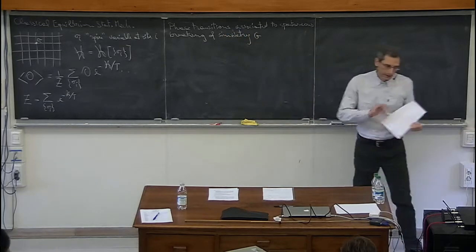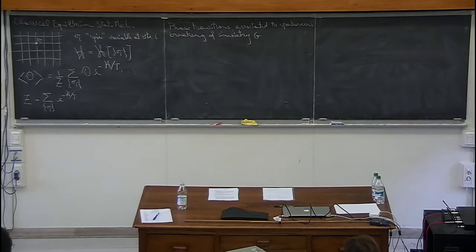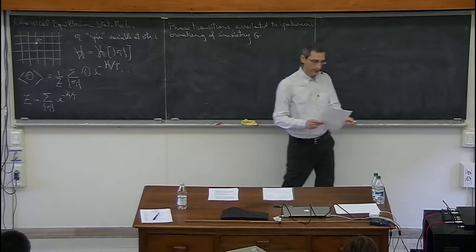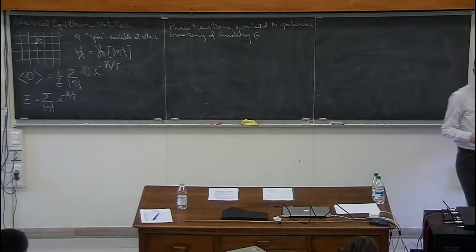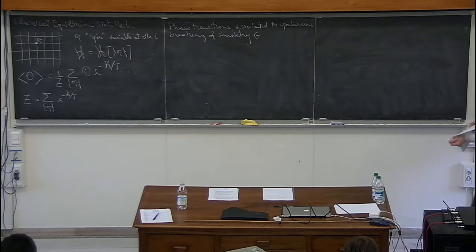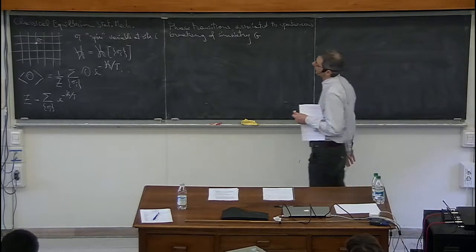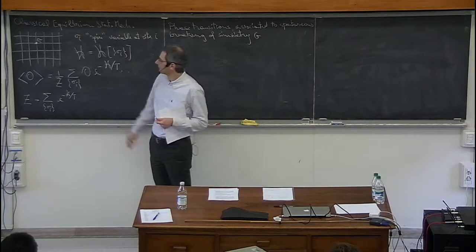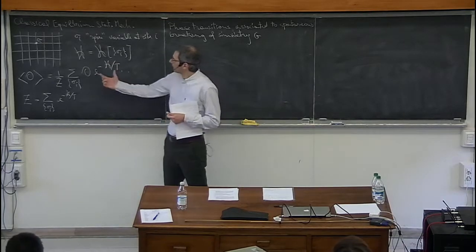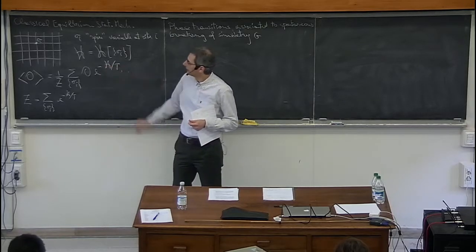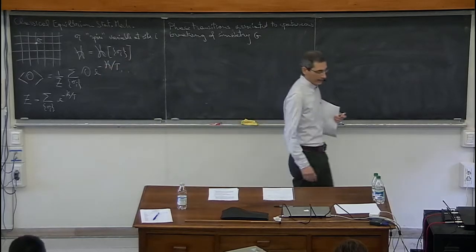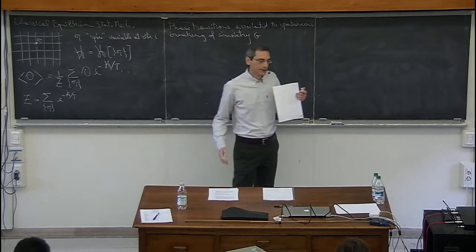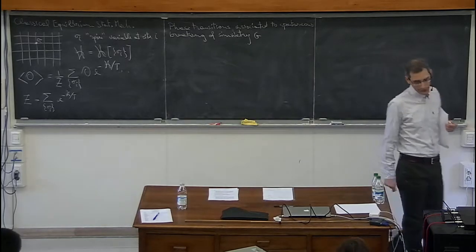So I call G the group which, acting on the Hamiltonian, leaves it invariant, and so provides a symmetry for the system. So what happens here is that when the temperature goes to 0, the system wants to stay in a configuration of minimum energy. We call ground states such configurations of minimum energy.